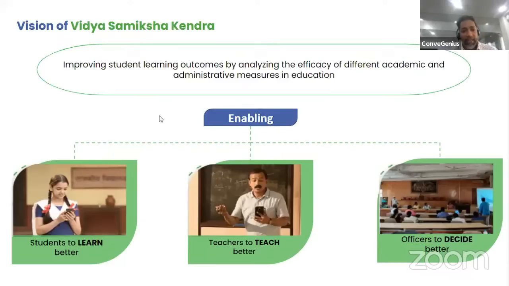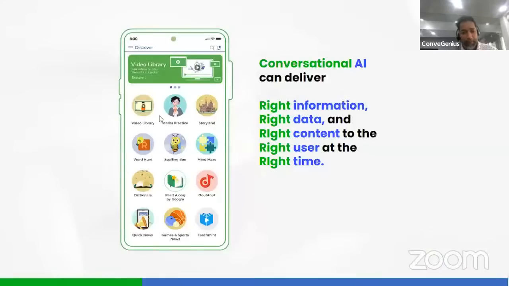So the vision of Vidya Samiksha Kendra is basically to improve student learning outcomes by analyzing the efficiency of different academic and administrative measures in education. So the platform that Vidya Samiksha Kendra works on is a chatbot which is available on your phone. We use AI. The chatbot is an AI chatbot. It can deliver us the right information, right data, right content, and to the right user at the right time.